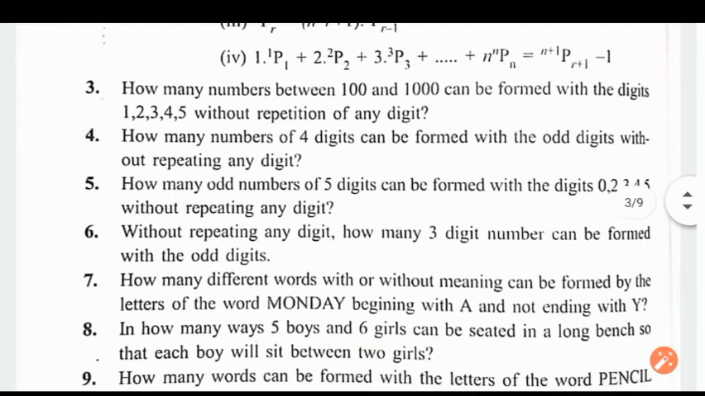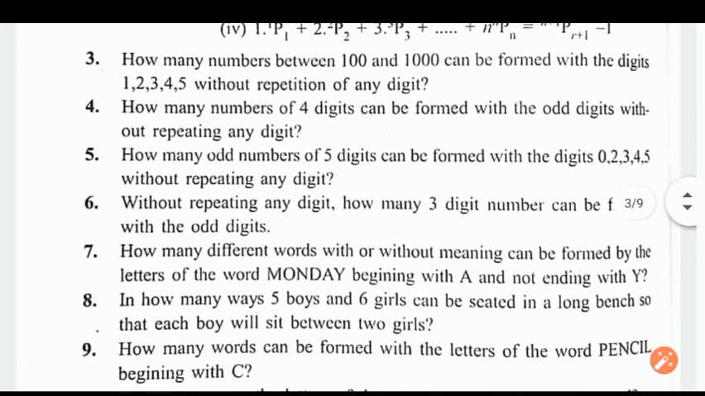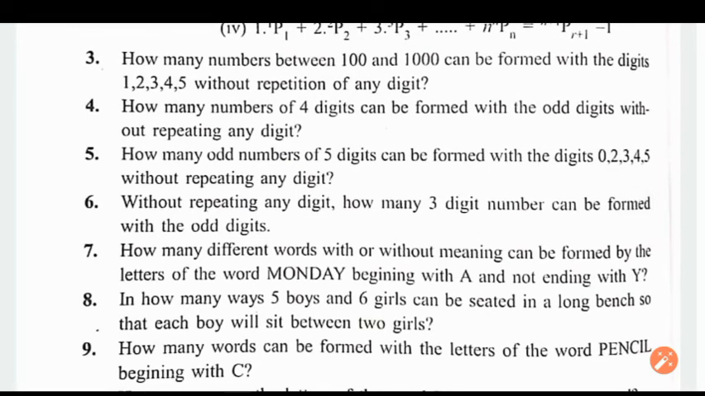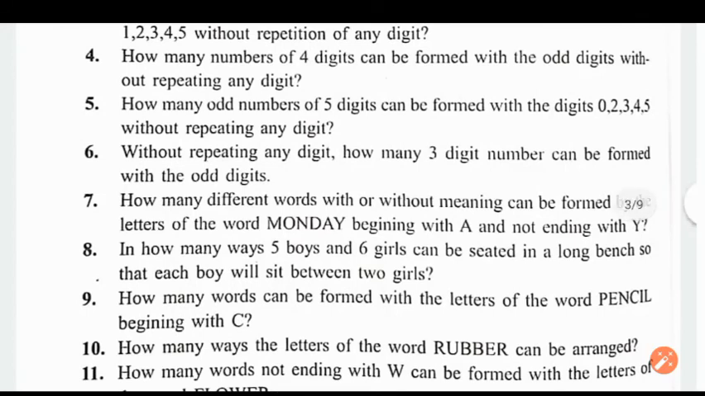Okay, question number 4. In question number 4, we have how many numbers of 4 digits can be formed with the odd digits without repeating any digit. So it is the same, 4 digit numbers we are required to form with the odd digits. Odd digits means 1, 3, and so on. Starting with 0 and ending with 9, how many odd digits are there? I think you know. So with that you need to form 4 digit numbers. So let's do question number 5, and it is very interesting.